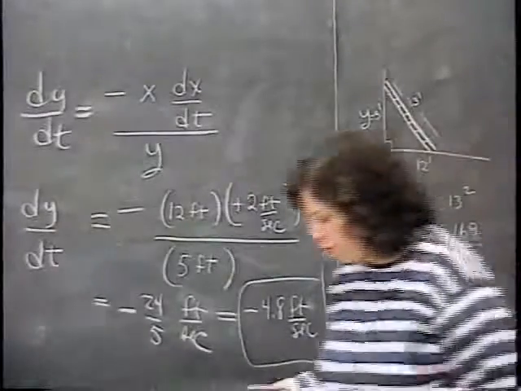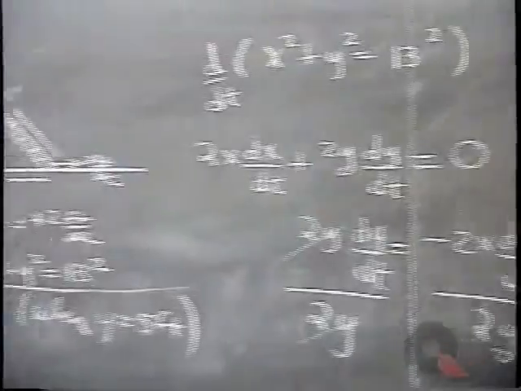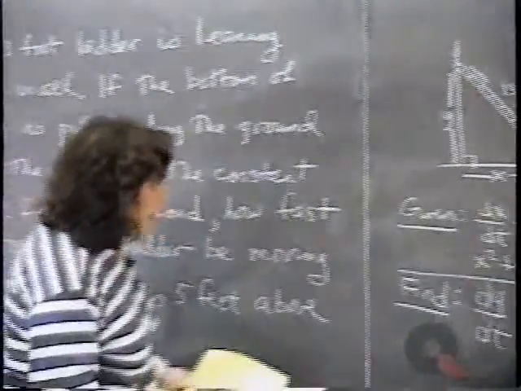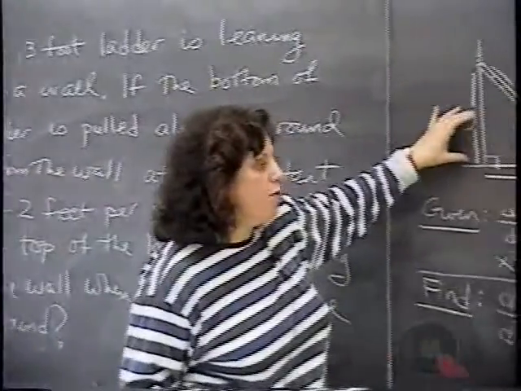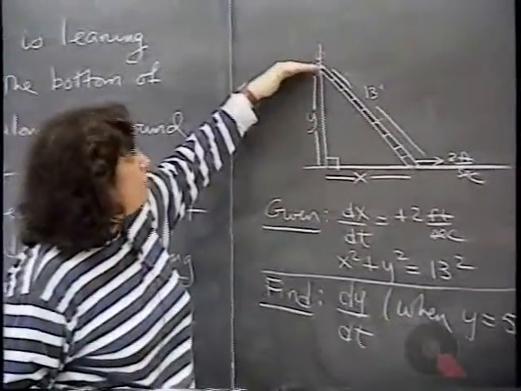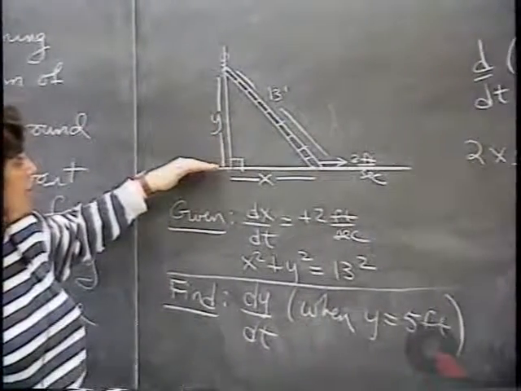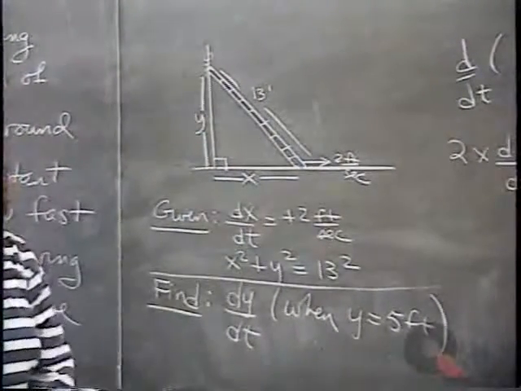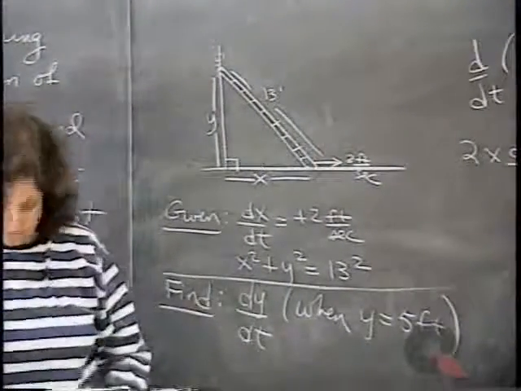If you want to answer the question, how fast will the top of the ladder be moving down the wall? The top of the ladder is moving down the wall at the rate of 4.8 feet per second. The minus tells you that y is decreasing and that the ladder is moving down the wall.